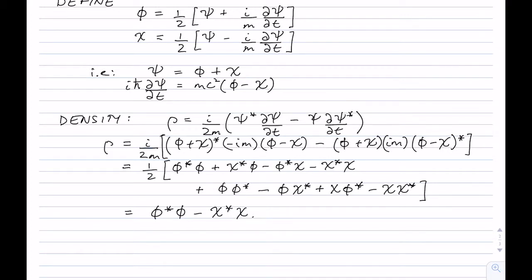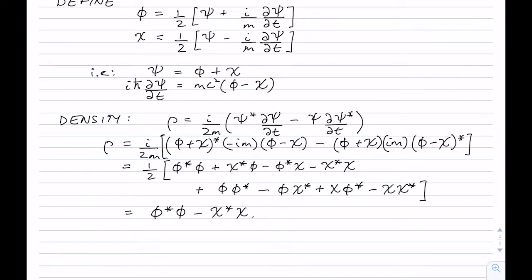So it looks particularly nice to have the density in this form. And we see again, as we expect, it's not positive definite. The phi's give us a positive contribution to the density and the chi's give us a negative contribution to the density. So this already gives us a hint as to where we're going.